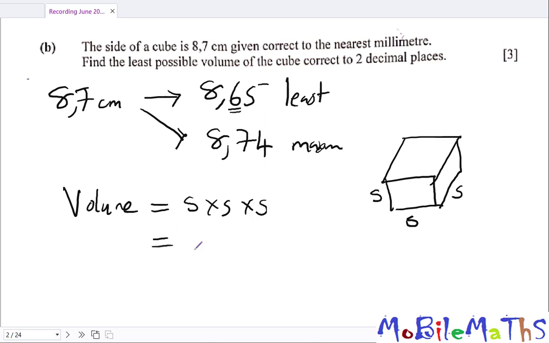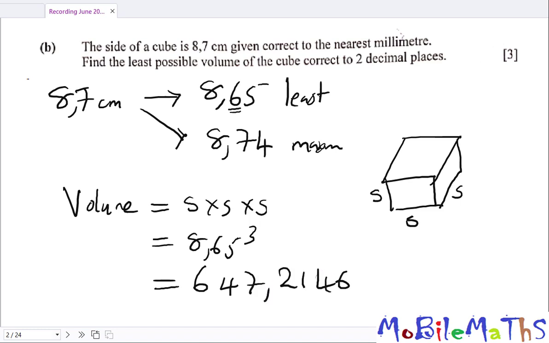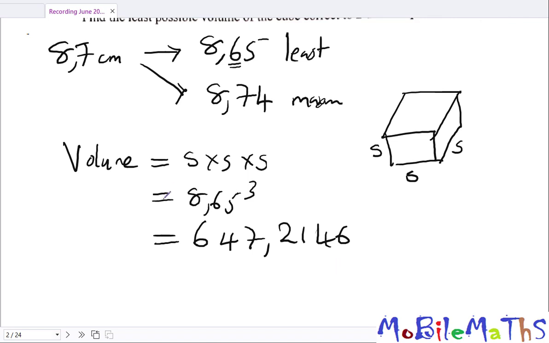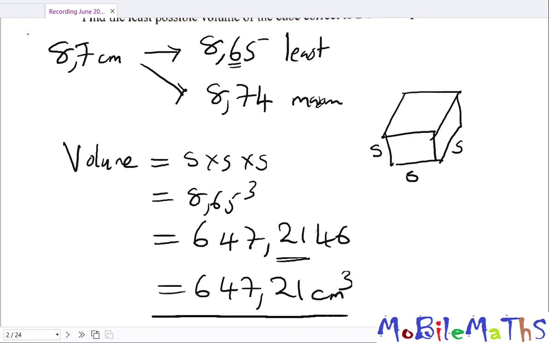Okay, so multiplying is the same as 8.65 cubed there. If we punch in our calculator, you get 647.2146. But our paper asks us to leave all answers to 2 decimal places. So this one is a 4, we can round this down to have 647.21. Our units were centimeters, so this becomes centimeters cubed. So that's the volume there.